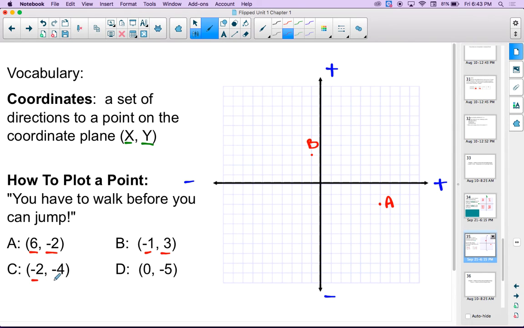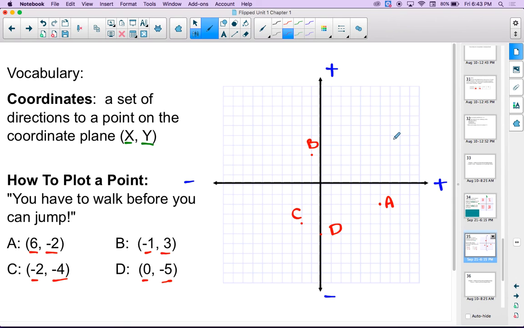Now we'll do point C. Start at the origin, walk -2. -2 is to the left 2, and then we jump -4, so we're jumping down 4. 1, 2, 3, 4. That's point C. And point D, we're going to walk 0, jump -5. So walking 0 means we don't move left or right at all. We just stay right there at the origin, and then we jump down 5. 1, 2, 3, 4, 5. That's point D.